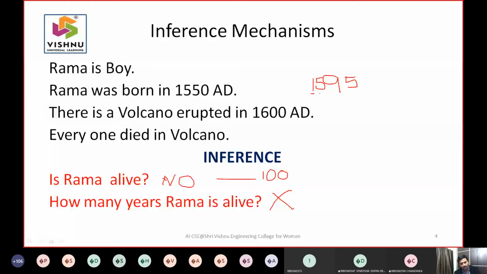So there are two things in an inference management system. One, the inference management system will try to conclude something with some accuracy. Sometimes it is 100% because all these are facts.